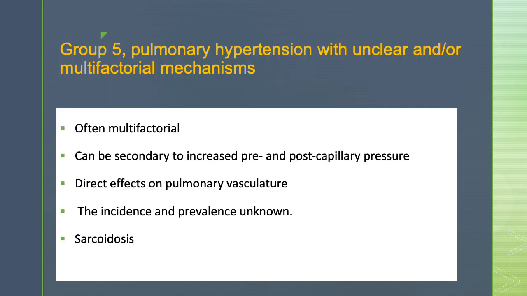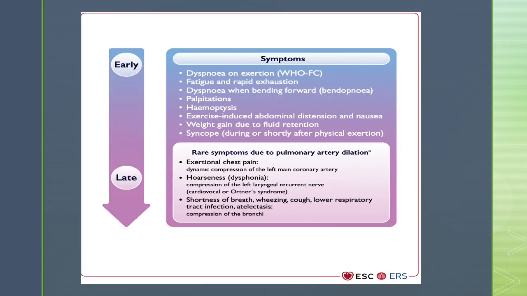And the last group is multifactorial. It could be both pre and post capillary, and sarcoidosis is one illness that interests us where group 5 PH may be present. Quickly scrolling through these symptoms and signs. So just the last few slides now.